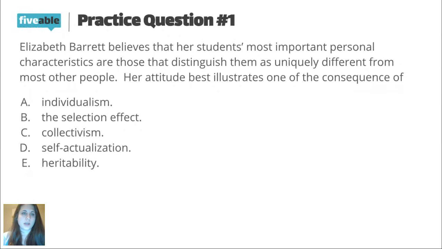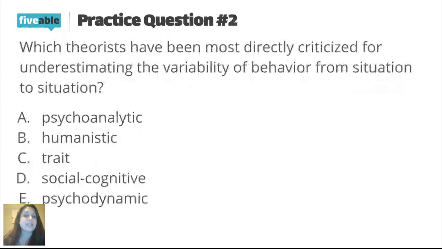Second question, which theorists have been most directly criticized for underestimating the variability of behavior from situation to situation? So we didn't directly touch on this, but thinking about what each perspective believes, I think can get you there. And this was a question that kind of stumped some of my students this semester. So we just finished testing on personality this week. So go into the polls for question 2, take a guess. I've got a couple answers, give you a little bit more time. Sorry, it's the daylight savings time is killing me here.